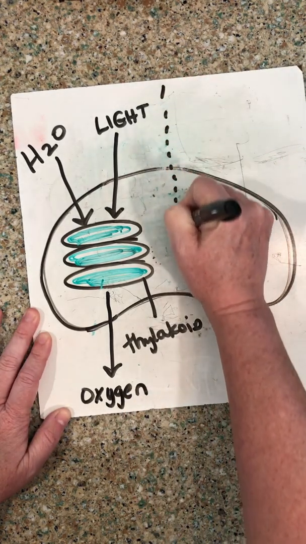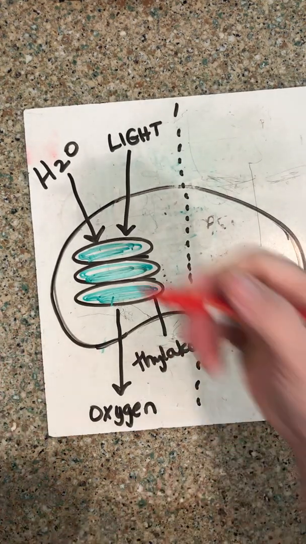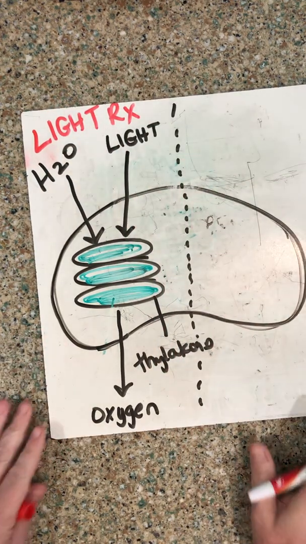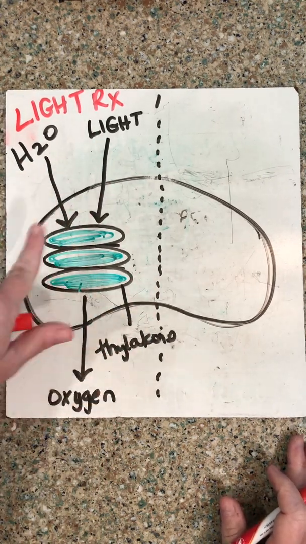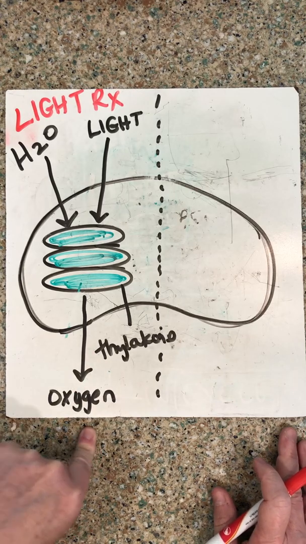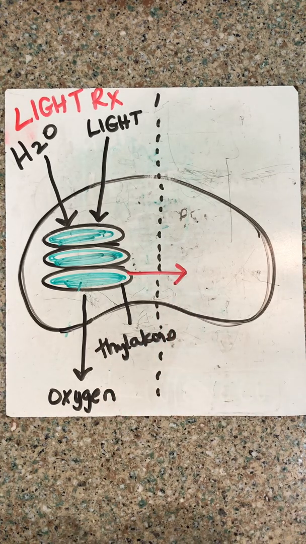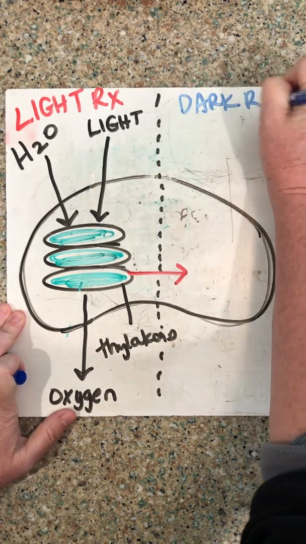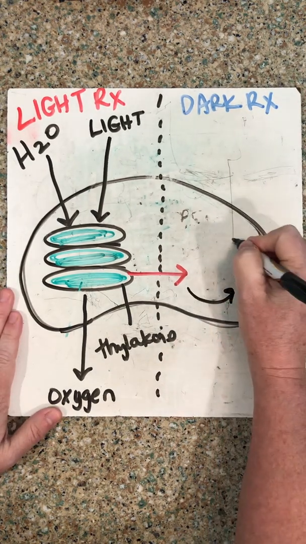So everything that happens in the thylakoid, these are the light reactions. Light reaction, so that's the first step. Water and light come into the thylakoid, and I'm going to talk about everything that happens in there, and the waste product is oxygen. But they're going to make something very important that gets sent to step 2. And step 2 is called your dark reaction, light independent, or the Calvin cycle, and it's a cycle.